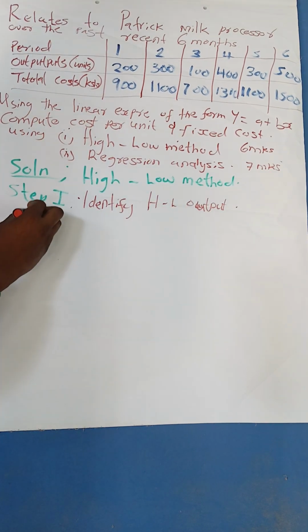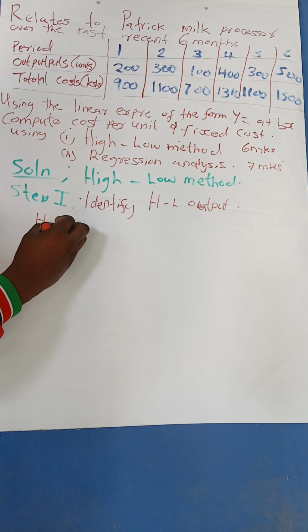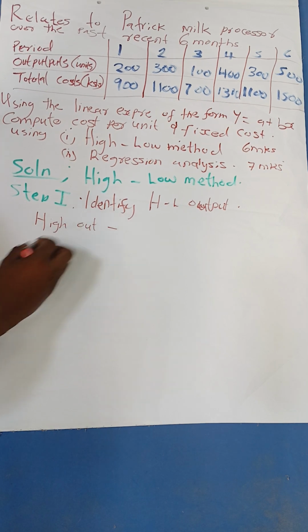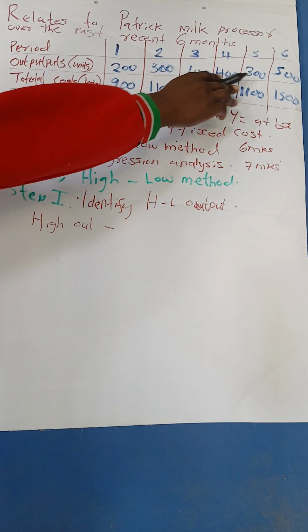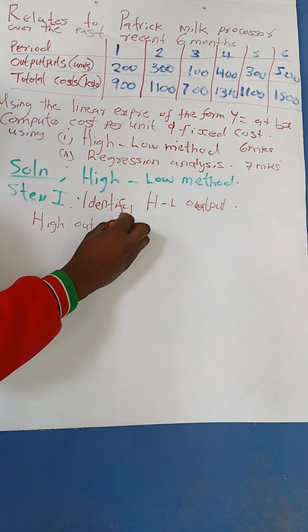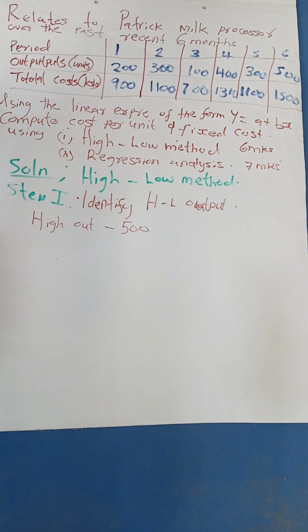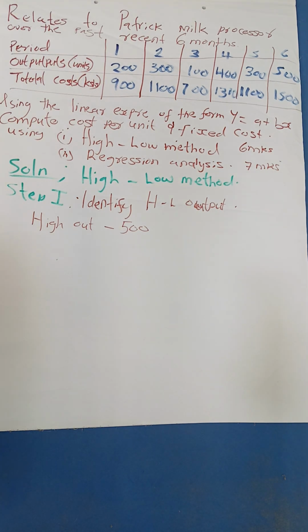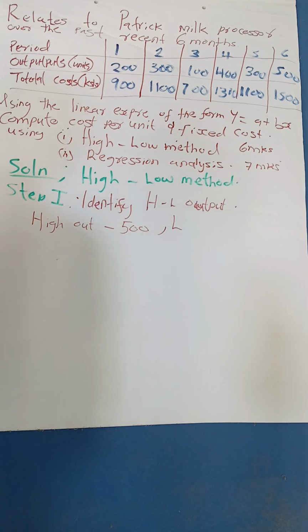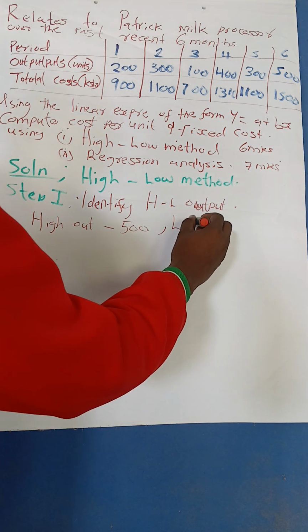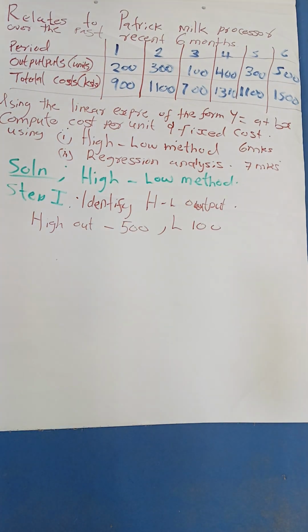Good. So the highest output in this case, we have 500. Then the lowest output we have is 100. The lowest output there, we have 100. Good. So that is the first step.